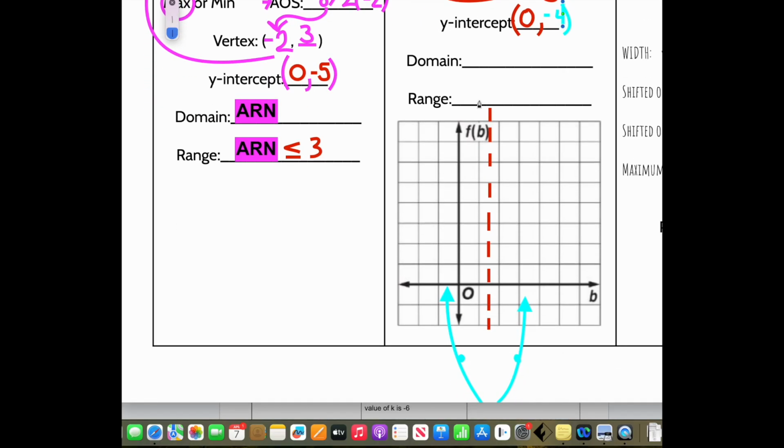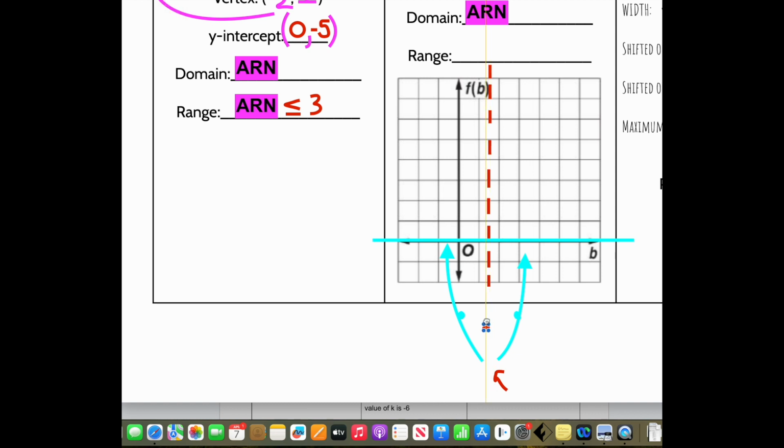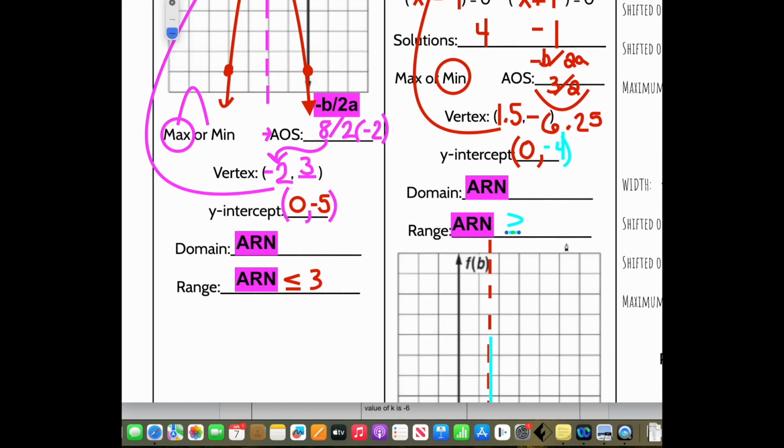The domain would be all real numbers. So I'm going to bring that over here. If you lay this parabola flat along the x-axis, all real numbers would be the domain. And then the range, if we made it fold up along the y-axis here, would be all real numbers greater than or equal to -6.25, which is the y value of our vertex.